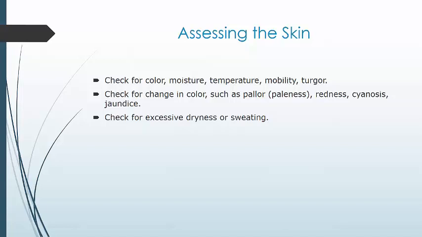Then we're going to release it. Mobility is how easy that fold of skin can be lifted. All right, and where you would see this being decreased is something like edema or something like that. All right, and turgor is the speed in which it goes back to normal. Normal skin that's well hydrated should go back almost instantaneously. So if it doesn't, if it stays up, that's called tenting. That's not good.